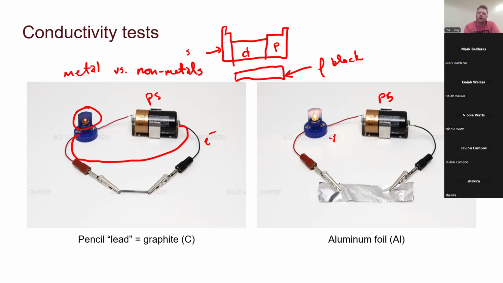Meanwhile, over here we've got the exact same setup, but the electrons flow through aluminum foil. What you notice is that this light, which I'm going to label B versus A, is clearly brighter than A. You're not wrong in that assessment. It shows that aluminum foil is better at conducting electricity than graphite is.